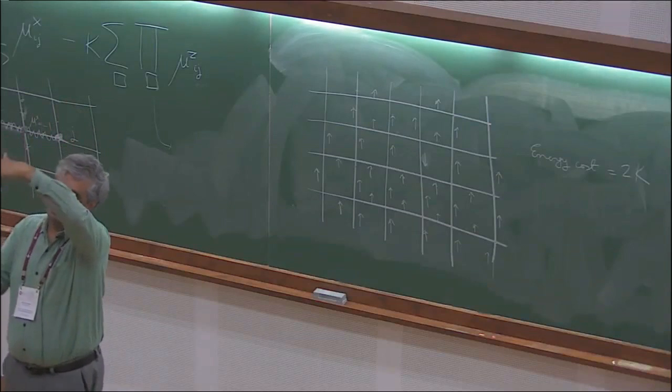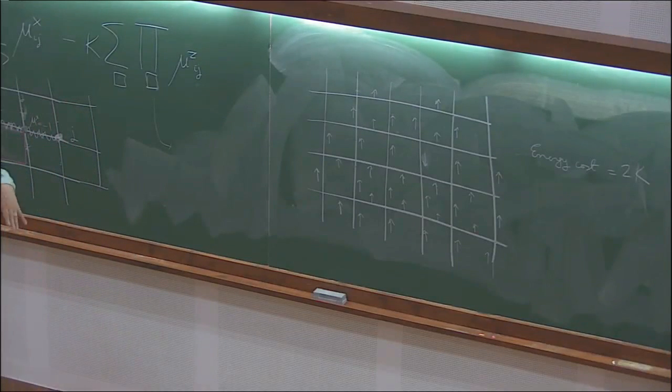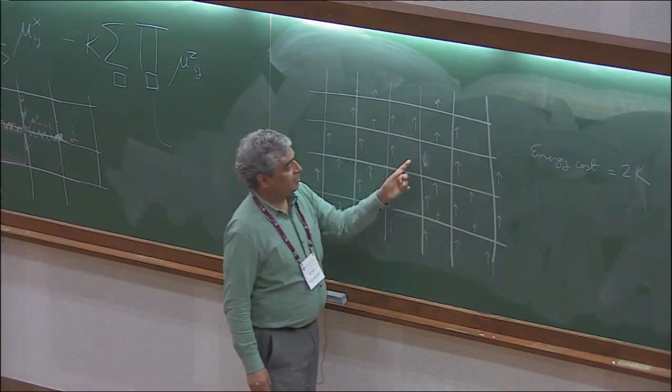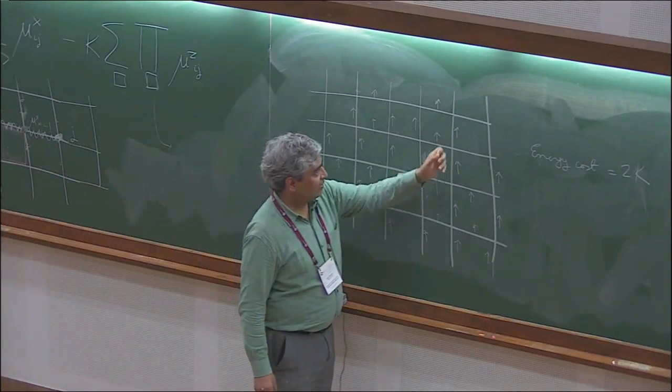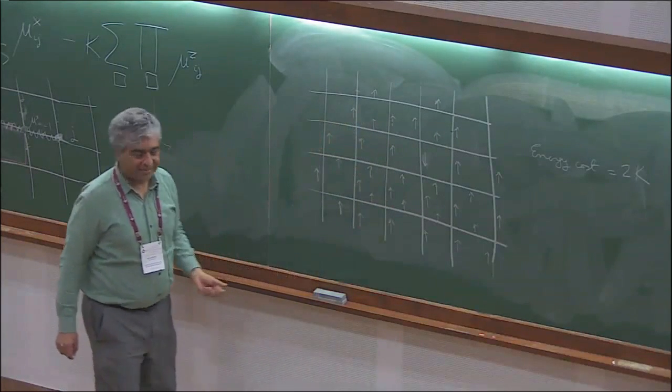And this is now in the second excited set of states. First, there's the ground state manifold, which I've already discussed. Now we have some first excited state manifold, and that's at energy cost 2K because of this plaquette. Okay. So now I could have hit this anywhere. So I have these things all over the place.